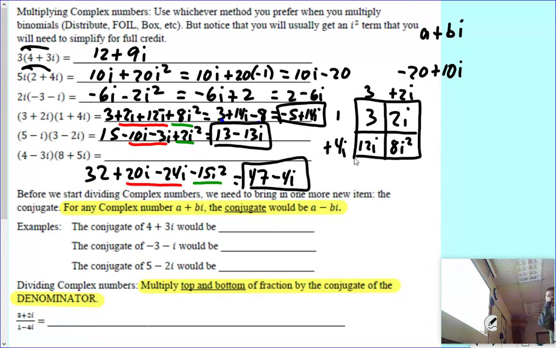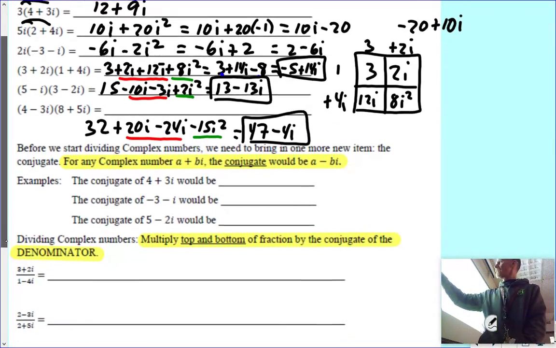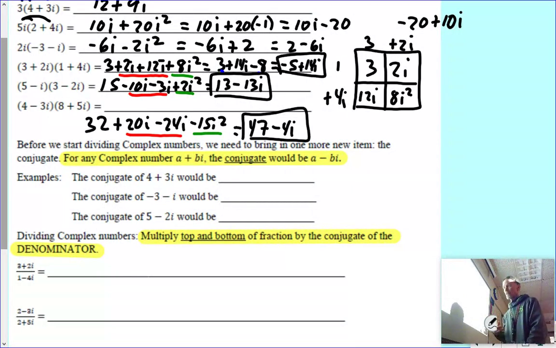Okay, so that's multiplying. Last one we got to talk about is dividing. Well, dividing, we're actually going to turn it into a multiplying question, as a matter of fact. But before we do that, we got to talk about something called the conjugate.